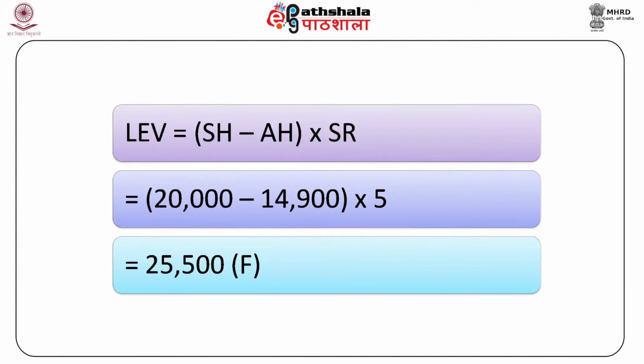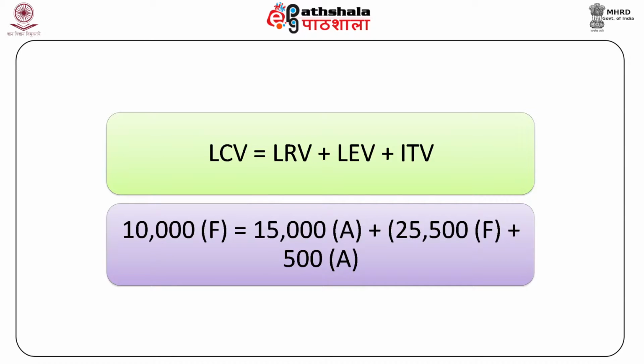It should be mentioned here that some accountants take ITV as part of labor cost variance. In that case, the total actual hours available to compute the labor efficiency variance will be reduced by 100 hours. That is, 15,000 minus 100 will make it 14,900 hours. LEV, which is equal to SH minus AH into SR, will now be equal to 20,000 minus 14,900 into 5. That will make it 25,500 favorable. Hence, LCV is equal to LRV plus LEV plus ITV.